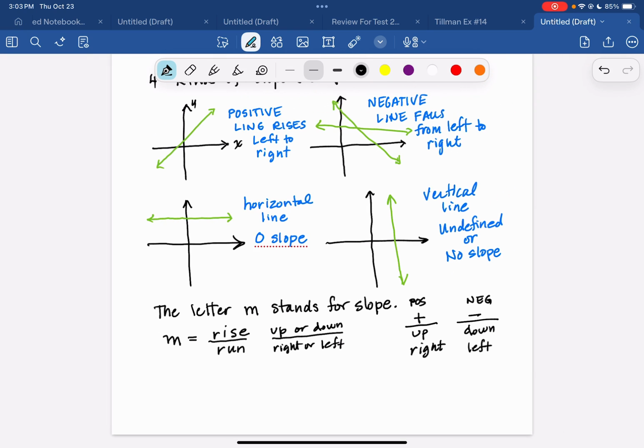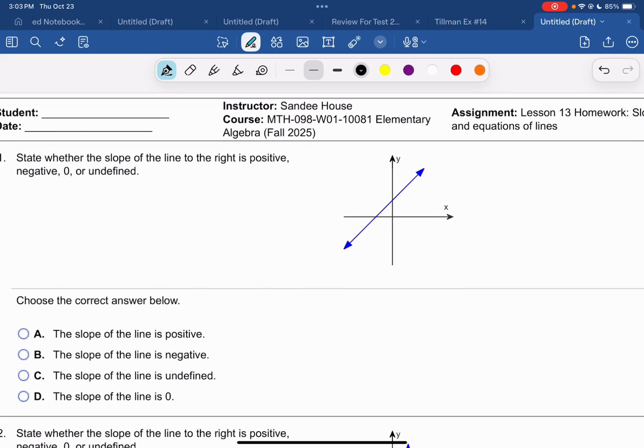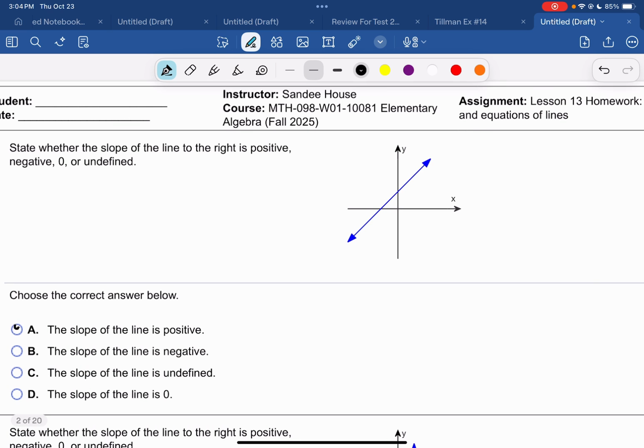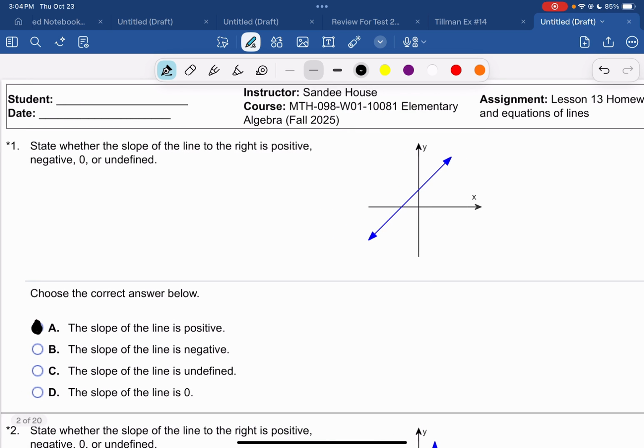All right, so let's do a few problems and see what we get here. This is a long assignment, but you're going to see that many of these questions will take just a few seconds to answer. In number 1, it says, state whether the slope of the line is positive, negative, 0, or undefined. So you look at the line. Imagine you're walking. If from left to right you would be going up the hill, that would be a positive slope, right? Up the hill from left to right is a positive slope.